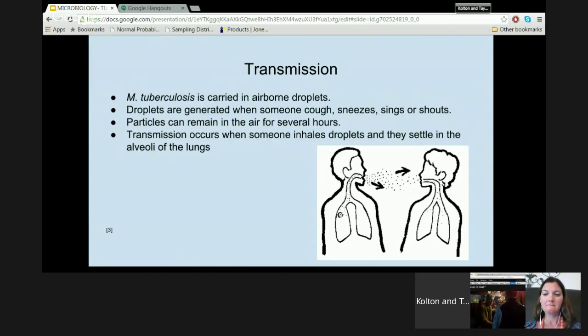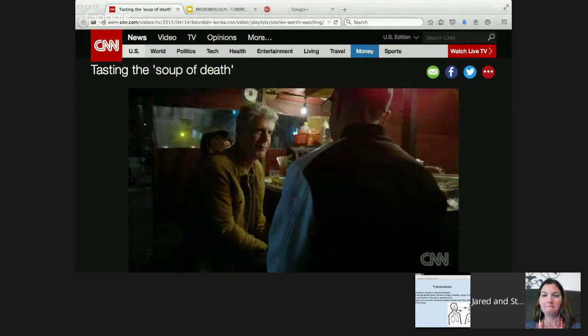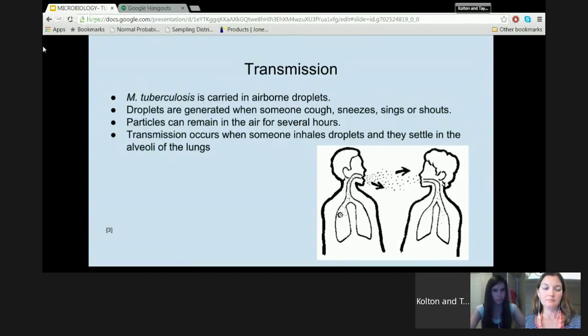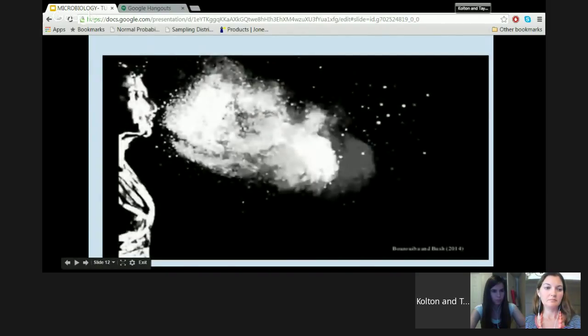The transmission of tuberculosis is carried in airborne droplets. These droplets are exhaled or released by the person coughing, sneezing, singing, or yelling. These droplets can also stay alive in the air for several hours. For example, if a person sneezes and later someone else walks through those same airborne droplets and they are inhaled, that person may have contracted TB. After someone inhales these droplets, TB settles deep into the alveoli of the lung.